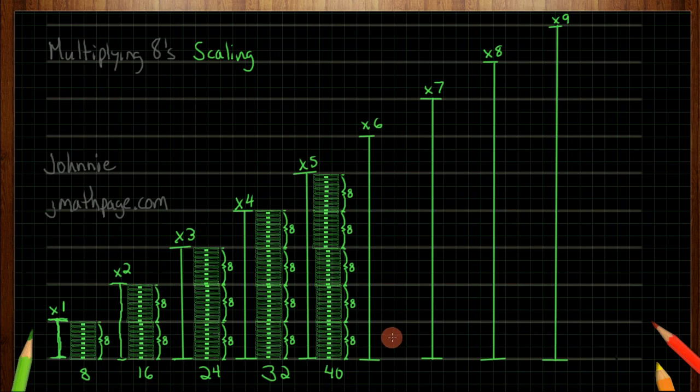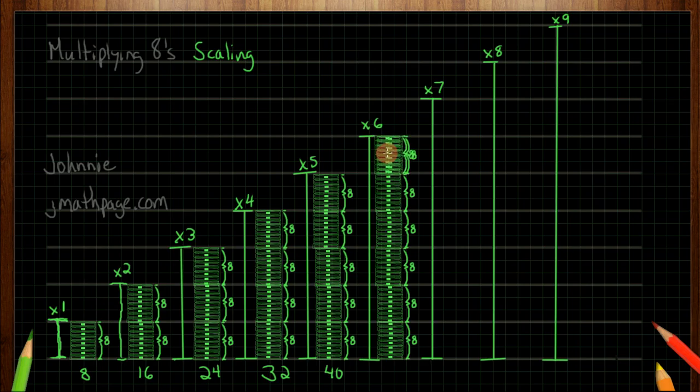All right, 6 times. 1, 2, 3, 4, 5, 6 stacks of 8 boxes. 6 stacks of 8, how many altogether? Let's count them together. 8, 16, 24, 32, 40. Okay, and then 8 more. 40 and 8 give us 48. 48 boxes altogether. All right, let's go on to 7.